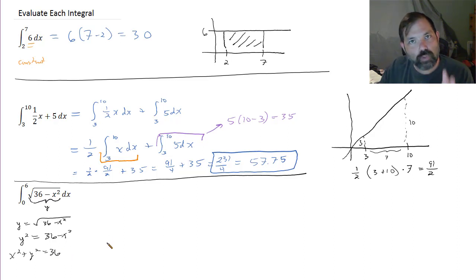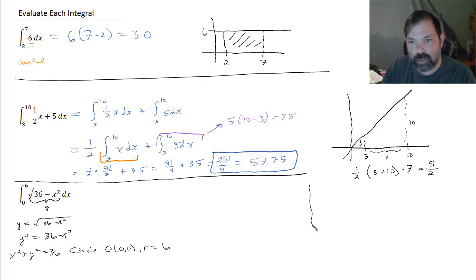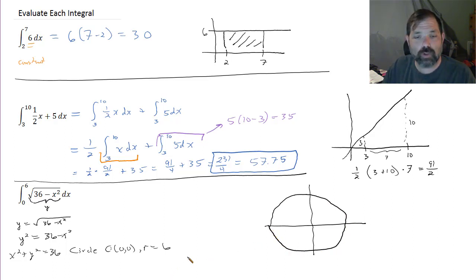And hopefully you recognize this now as a circle with center at the origin and radius of 6. All right, so I'm going to try and draw this poorly. So it might look something like this. Poorly drawn, I apologize. I'm trying to do this freehand. All right, so there's my circle of radius 6 centered at the origin.